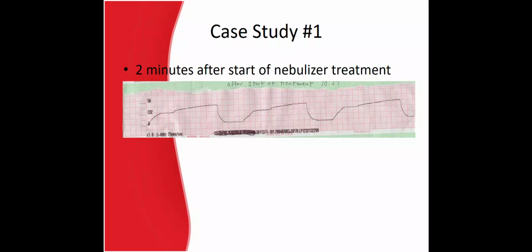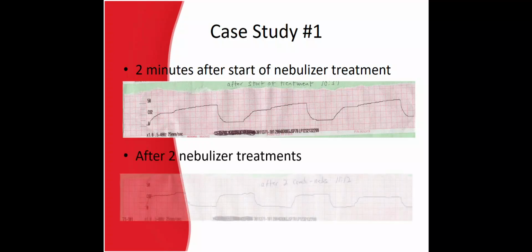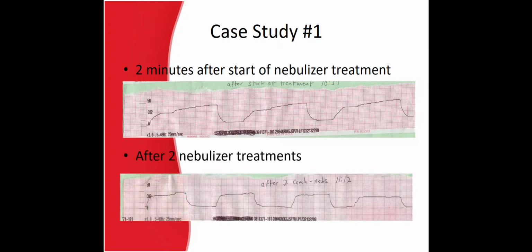As we follow this case, the following waveform is 2 minutes after starting an albuterol and ipratropium bromide nebulizer treatment. After 2 nebulizer treatments, you can see the improvement in the waveform.